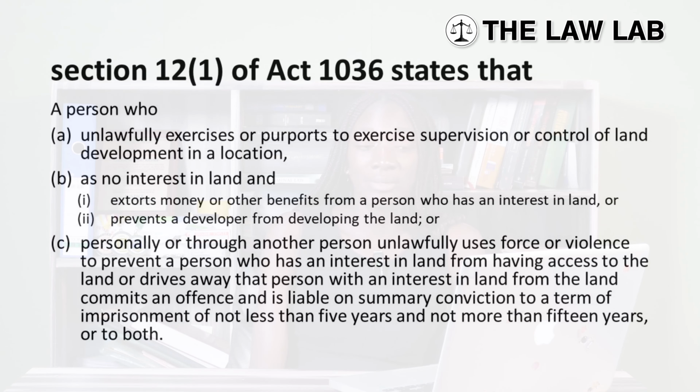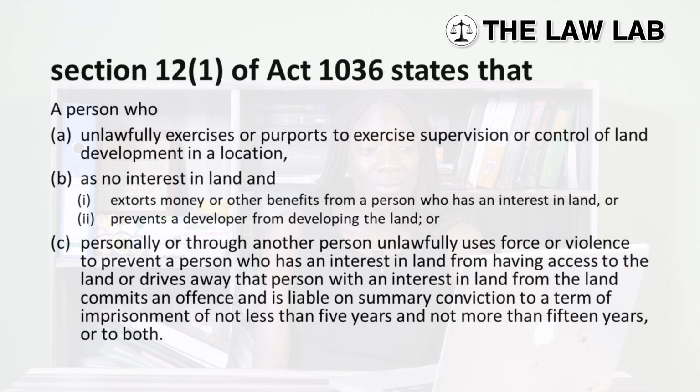An example of a novelty that has been introduced with the passage of Act 1036 is the criminalization of land guards and their activities. The law now provides that a person who unlawfully exercises control or supervision over development of a land in a location, or that person has no interest in the land, yet extorts money or other benefits from a person with interest in land, or prevents a developer from developing the land, commits an offense and on summary conviction may suffer a term of imprisonment or a fine or both.